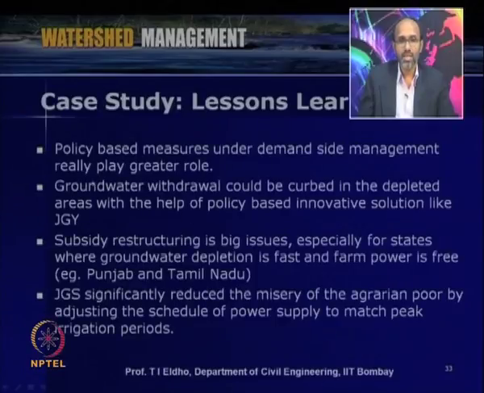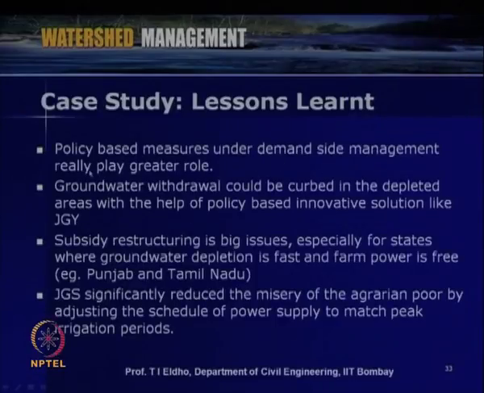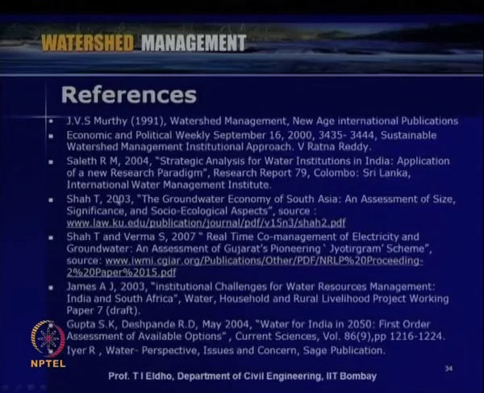And some of the lessons learned: policy-based measures under demand side management. Groundwater withdrawal could be curbed in the depleted areas with the help of policy-based innovative solutions like Jyotirgram Yojana. Subsidy restructuring is a big issue, so an appropriate scheme has to be developed, and these kinds of schemes reduce the misery of the poor people. So, they get sufficient electricity and sufficient power supply to match peak irrigation periods compared to earlier schemes. These are some of the important references for today's lecture.